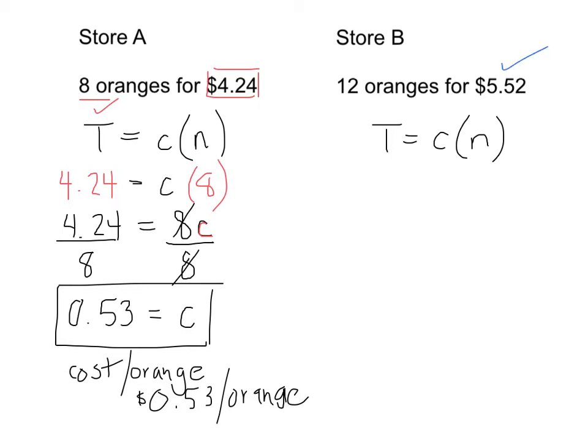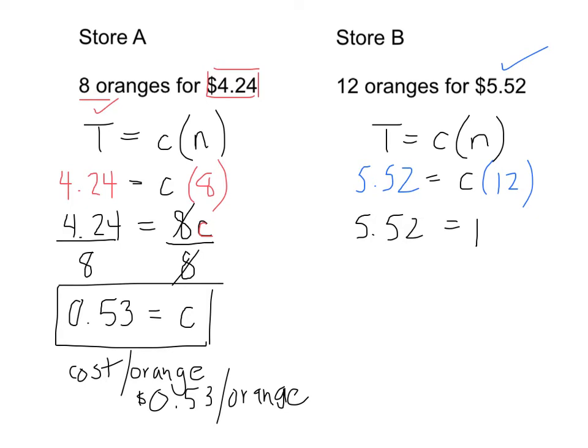Total cost is $5.52. Do we know the cost per orange for store B? No, we don't. So we're going to leave that as the unknown variable C. Well, how many oranges do we get for $5.52? Right, 12 oranges. Let's rewrite this.